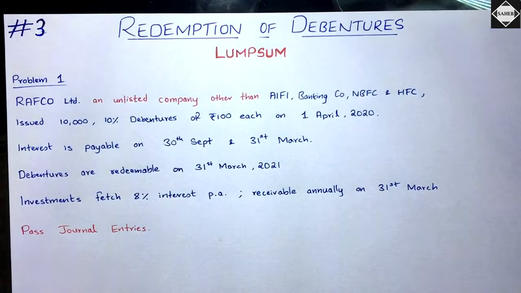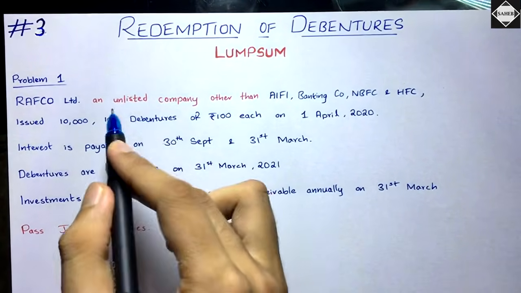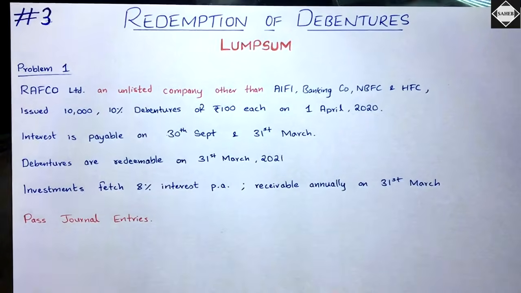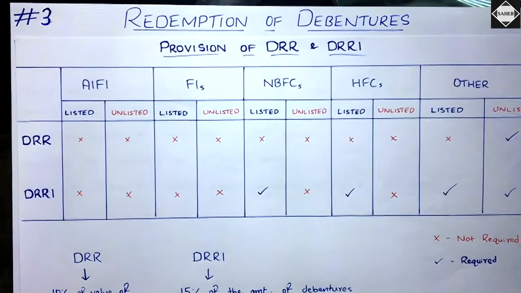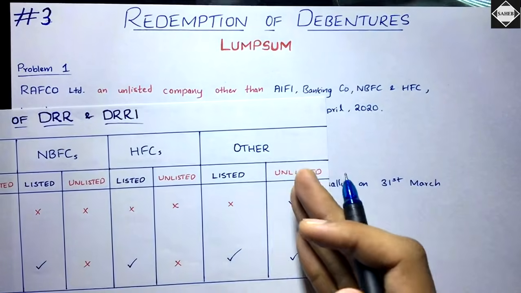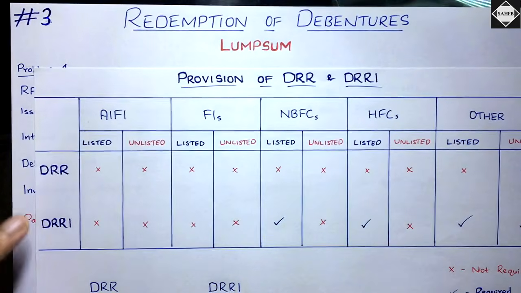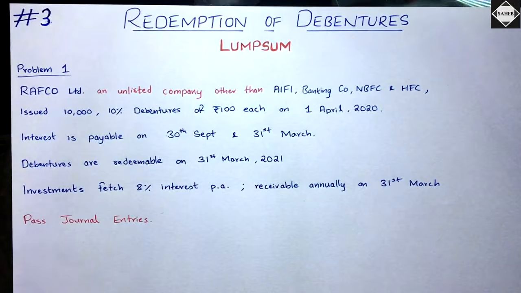So from this first sentence we come to know that this RAFCO Limited, our company, is an unlisted company other than AIFI, banking company, FI, NBFC, and HFC. Then it falls into which category? Other unlisted category, and it has the requirement of DRR as well as DRRI. So both the things have to be created in the beginning itself. You all know that that's what the ICI module does, right? So you're clear with that.